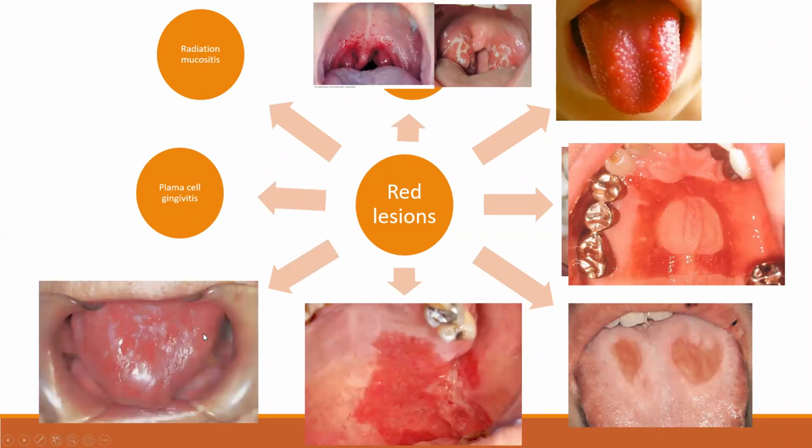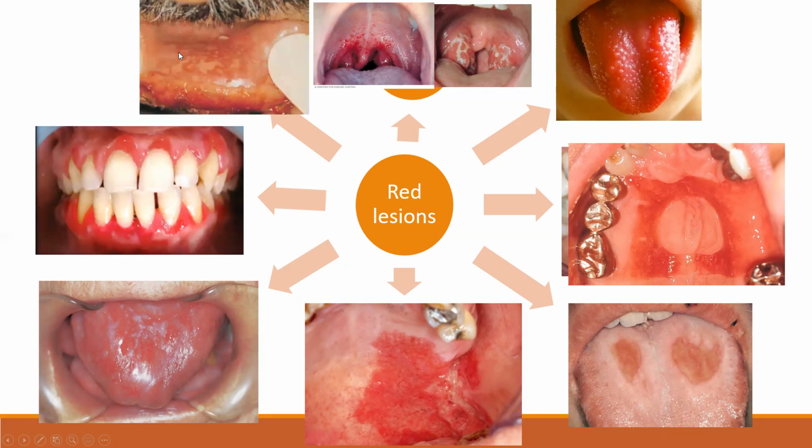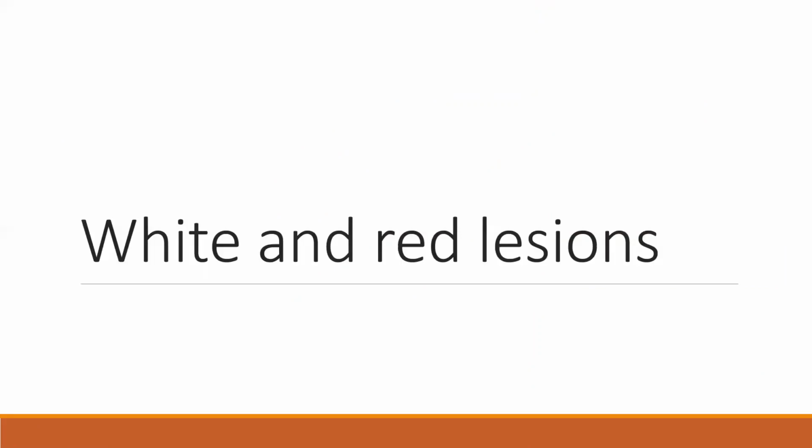Okay. Next is anemia, which can be manifested as a bald tongue, bald meaning it is devoid of any papillae. Plasma cell gingivitis, allergic reactions to some allergens manifested on gingiva, and then radiation mucositis as the patient is going through radiotherapy. The last section of this presentation is a mixture of red and white lesions.